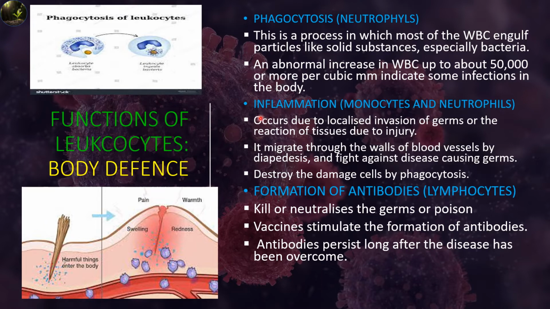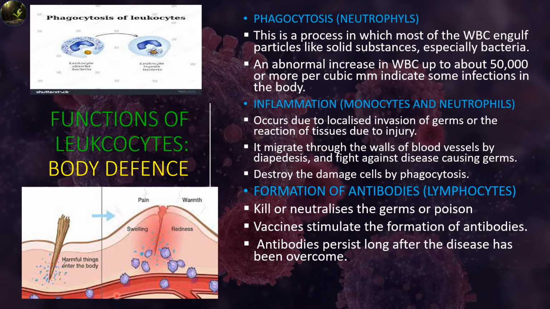The next point, inflammation: monocytes and neutrophils. These two are responsible for this. Inflammation occurs due to the localized invasion of germs or the reaction of tissues due to injury. You can see in this picture, when any injury happens or any harmful thing enters our body, these WBCs will squeeze out through the walls of the capillary.